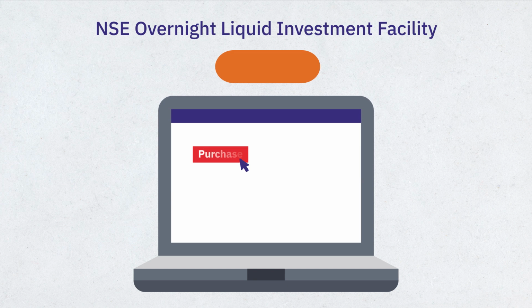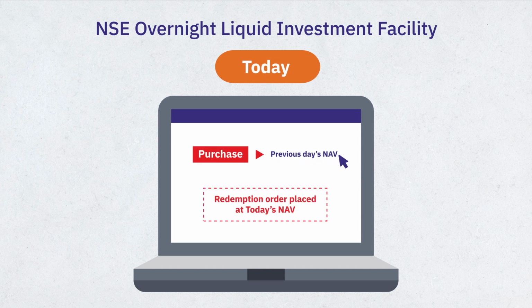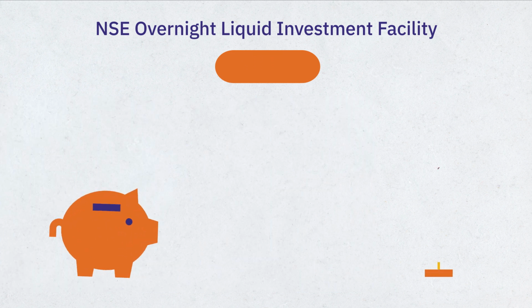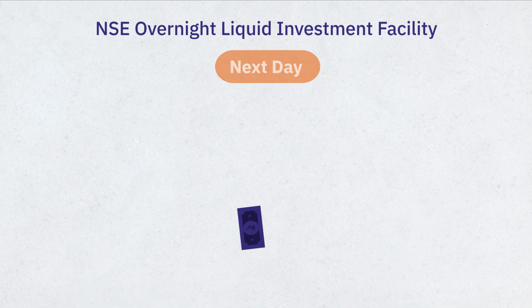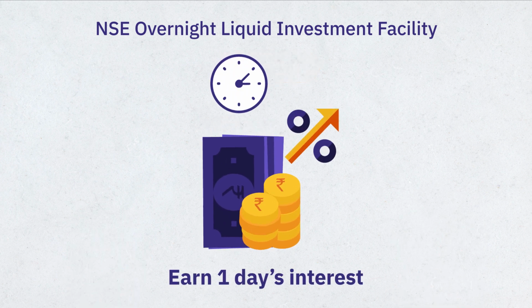When you place a purchase order for your client, you get previous day's NAV, that is T-1. By default, at the same time, a redemption order is placed at same day's NAV, that is T. The client gets the redemption proceeds in his bank account the next day itself. So, in just a few hours, your client can earn one day's interest.